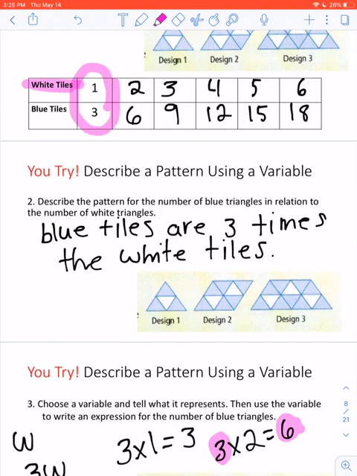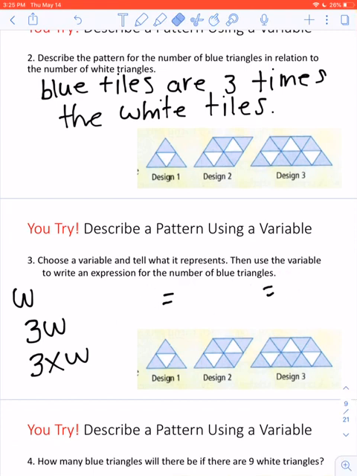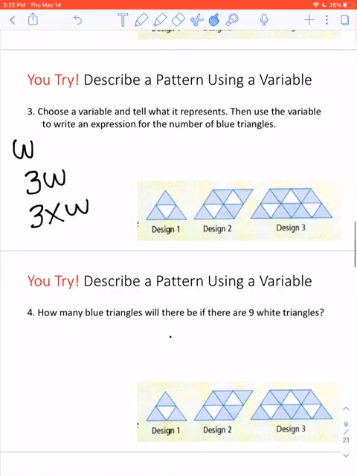Okay. So let me erase some of this. Our expression is going to be 3 times W or 3W. Either is okay. All right. Now we're going to use this expression to help us find out some answers.